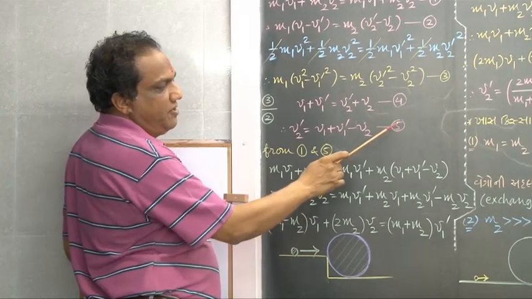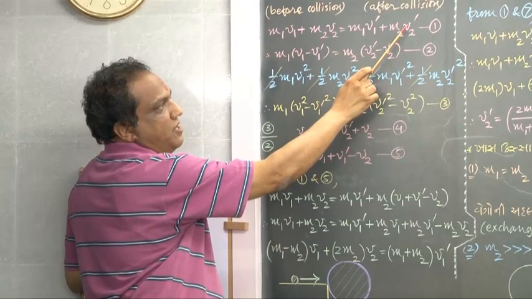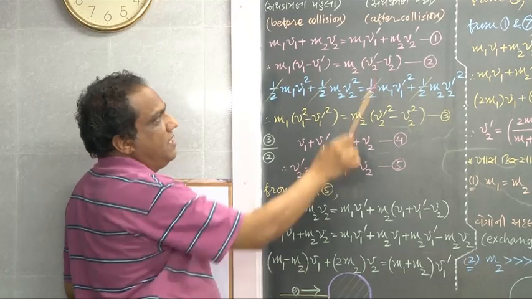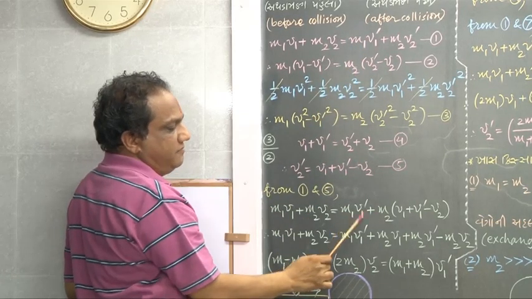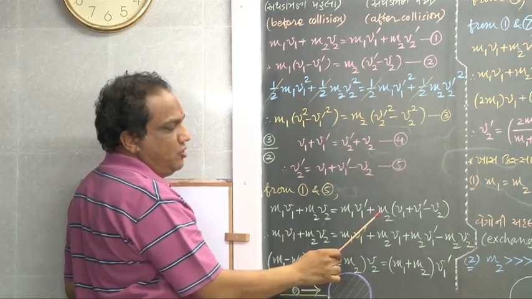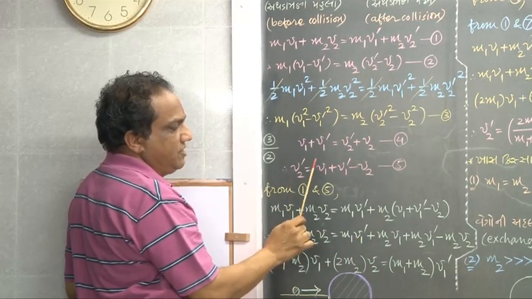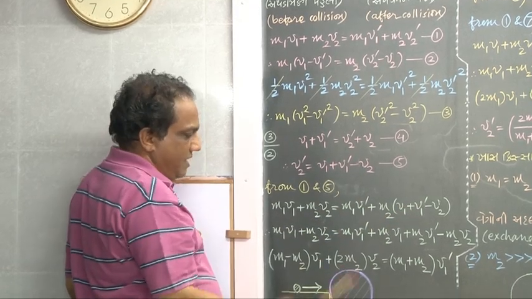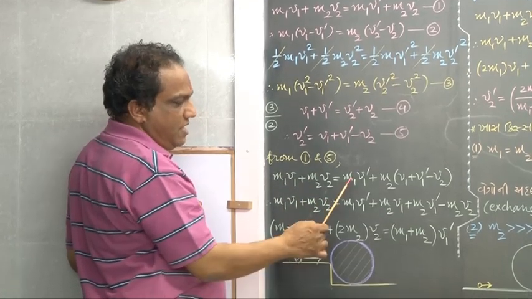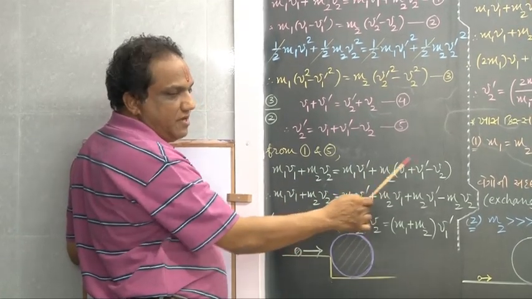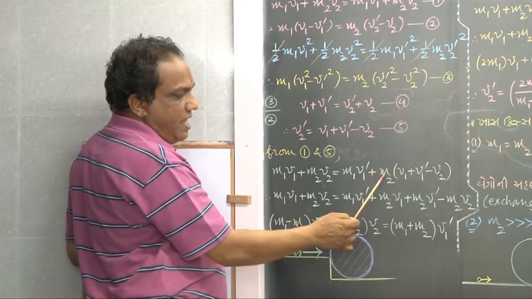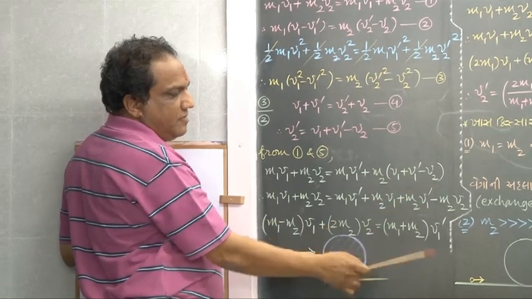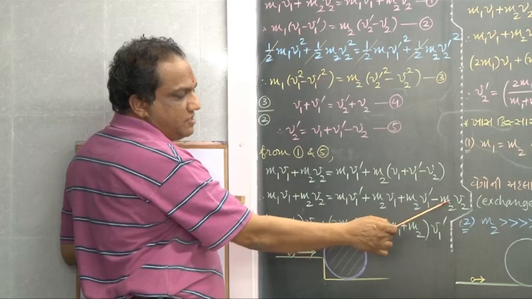Substitute the value of v2 dash from equation 5 into equation 1. So m1 v1 plus m2 v2 equals m1 v1 dash plus m2 into v2 dash, and v2 dash is v1 plus v1 dash minus v2. Now m1 v1 plus m2 v2 as it is, m1 v1 dash as it is. Multiply, open the bracket inside: m2 v1 plus m2 v1 dash minus m2 v2.